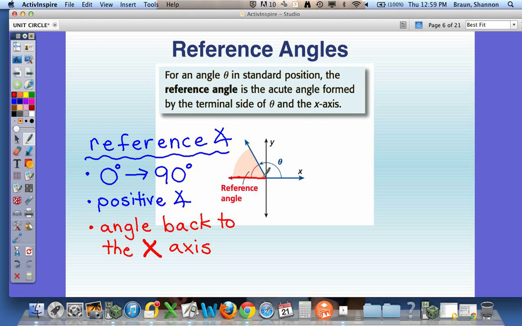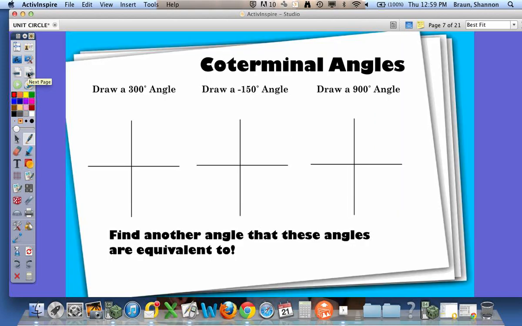Is it like a complementary angle? Not necessarily, because we're going to look at this when we rotate all the way around our circle. Okay? So here are some examples. This one says, first draw a 300-degree angle, and then identify the reference angle. If I draw a 300-degree angle, I'm starting here. I always start here. I'm rotating 90, 180, 270. 300 would be about right here.